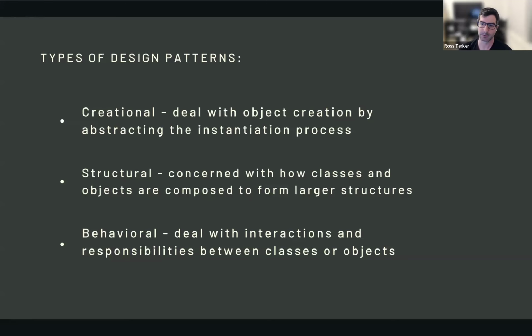There are three main types of design patterns: creational, structural, and behavioral. Creational patterns provide various object creation mechanisms. Structural design patterns explain how to assemble objects and classes into larger structures. And behavioral design patterns describe ways of communicating between objects or classes. All of these patterns share the goals of providing flexibility, efficiency, and code reuse.